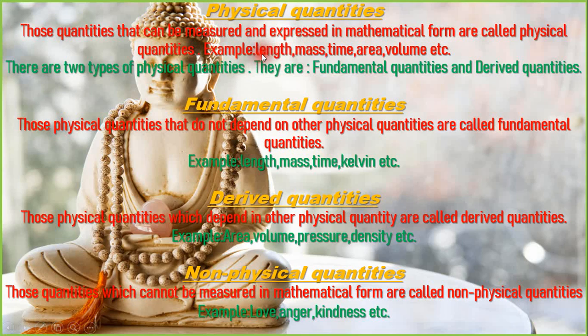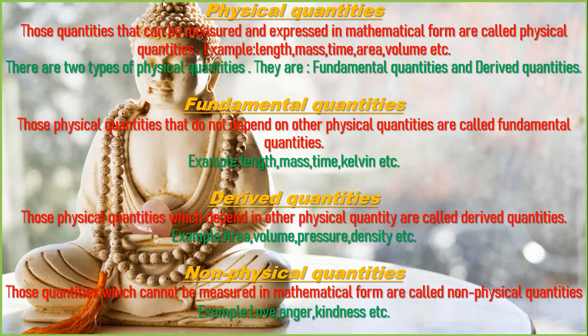Physical quantities means those quantities which can be measured, like the length of our body can be measured, the mass of our body can be measured. Time can be measured, area can be measured, volume can be measured. So these quantities are known as physical quantities. And there are two types of physical quantities. They are fundamental quantities and derived quantities.